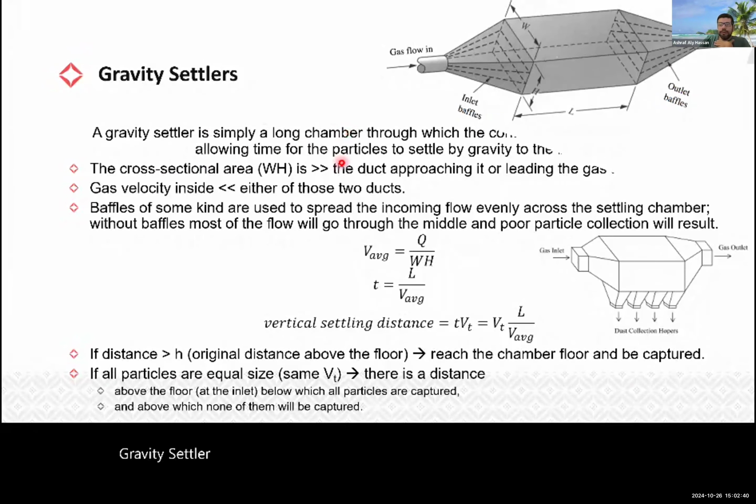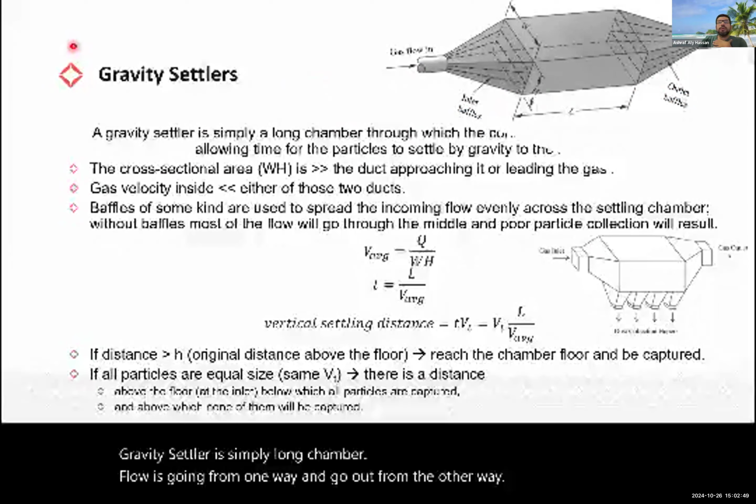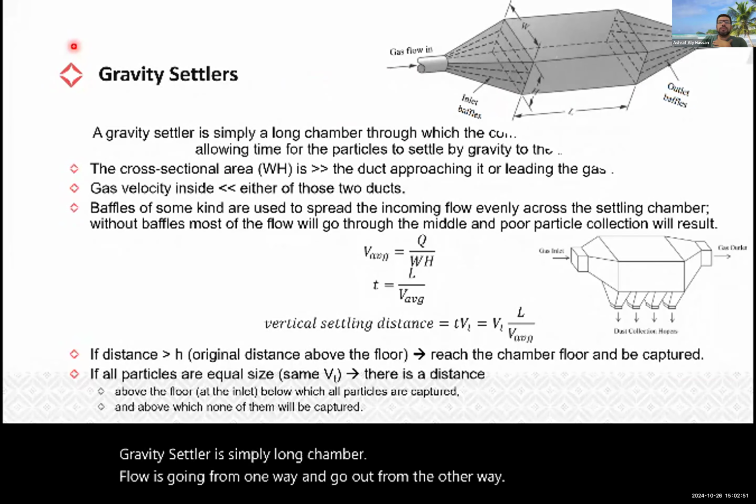Gravity settler is simply a long chamber. Flow goes in one way and goes out the other way. While the flow is going from one side to the other, the particles settle by gravity in this chamber, in the middle chamber, which has the length L and the width W.